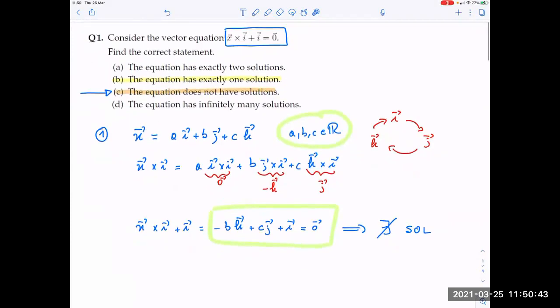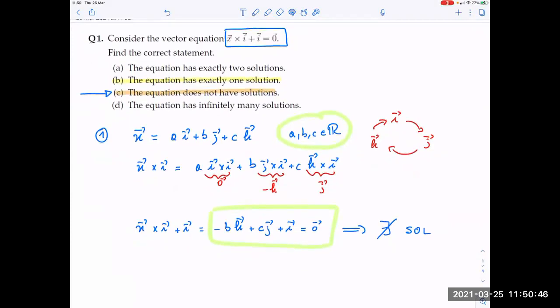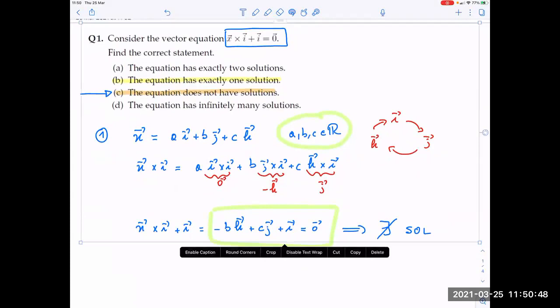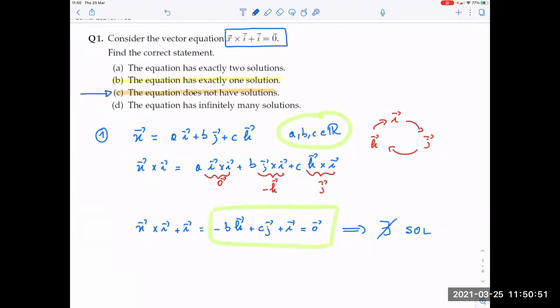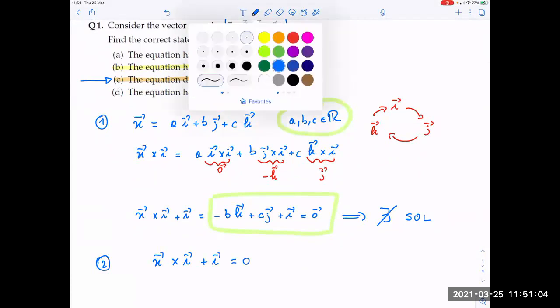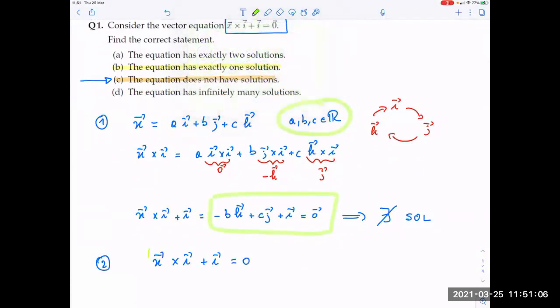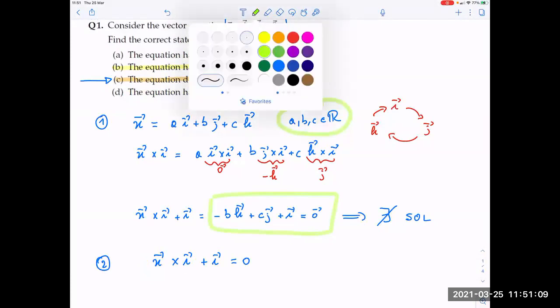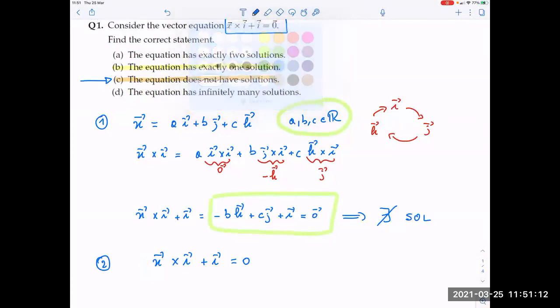Okay, there is also a quicker way of doing this. So I'd like to show you. The quicker way of doing this is the following. So look at the equation. It is x cross i plus i equals 0. And now I ask you, look at this vector here. No. Look at this vector, the vector here. So what is special about vector x cross i?